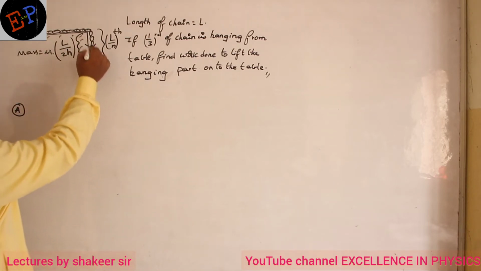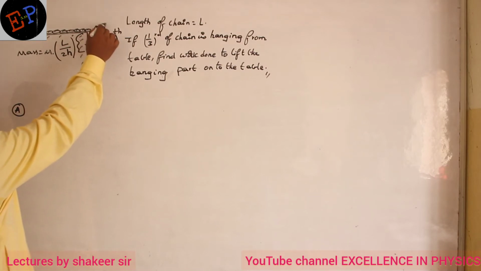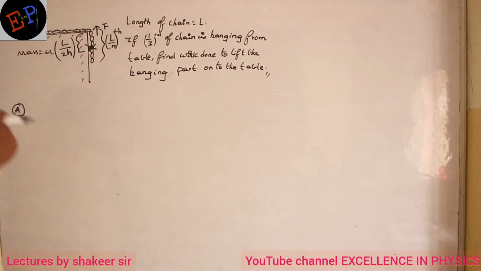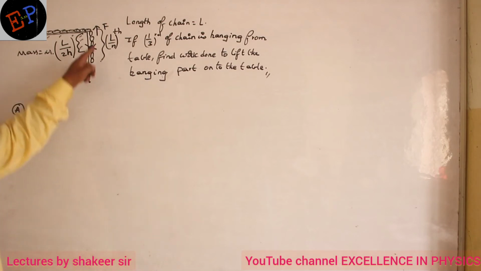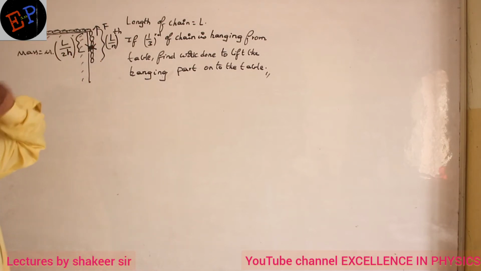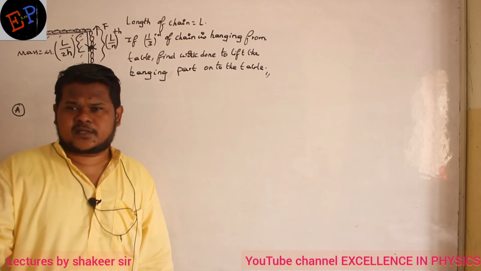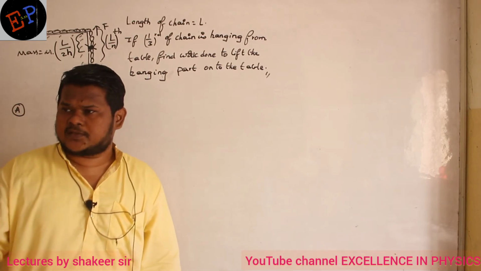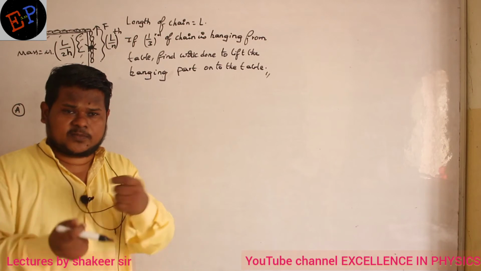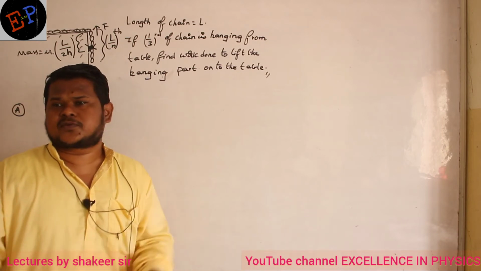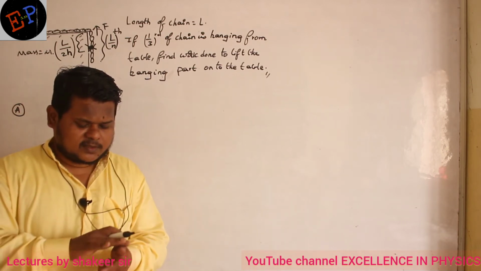So to pull this chain onto the table, definitely I have to apply force in the upward direction. And this force, is it a constant or is it a variable? Definitely variable force. Because initially the length of the chain hanging is greater, its weight is greater, so the force which I have to apply is also greater. But once I start pulling, I have to apply less and less force. So definitely force is a variable.